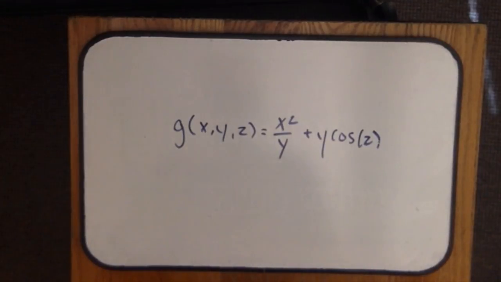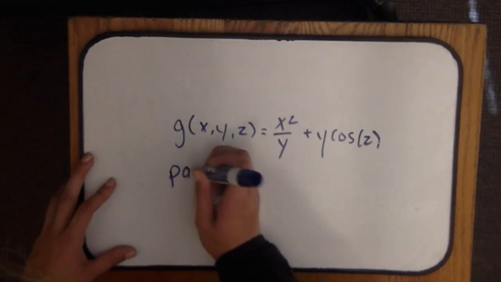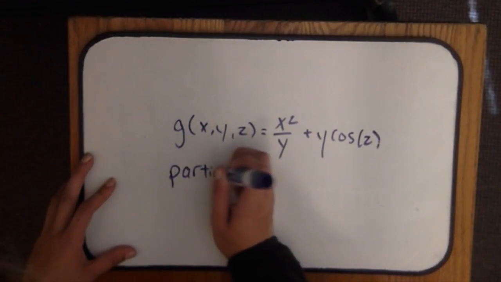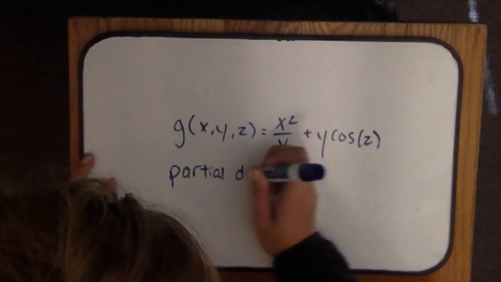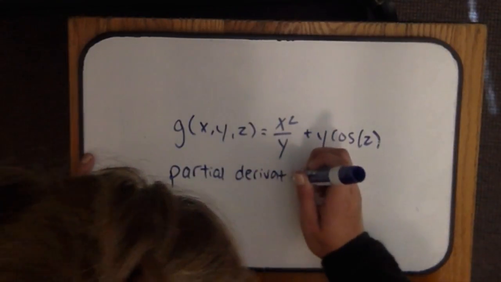Welcome back, multi-students. In this example, we are given a set G. G equals x squared over y plus y cosine z. And we are supposed to find the partial derivatives of G, which we are going to do. And don't worry, I'm going to walk you through how to do this exactly.